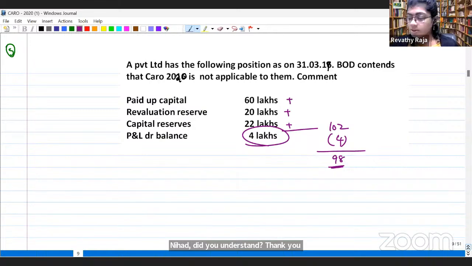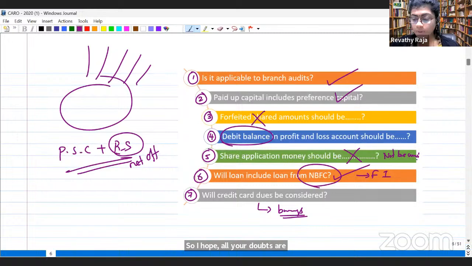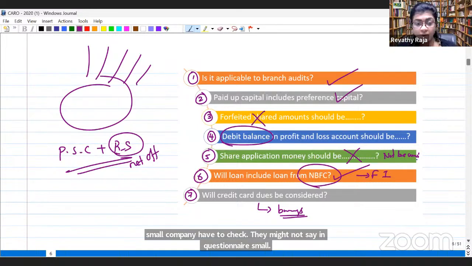Okay, so I hope all your doubts are cleared. I've covered almost all the possible things which they can ask you. Now, two things I'll say, guys, be very careful. Look at whether the word PVT or private is there in the question. Second, you should be careful to check whether it is a small company. They might not say it as small in the question. These are the two things you have to be careful about.